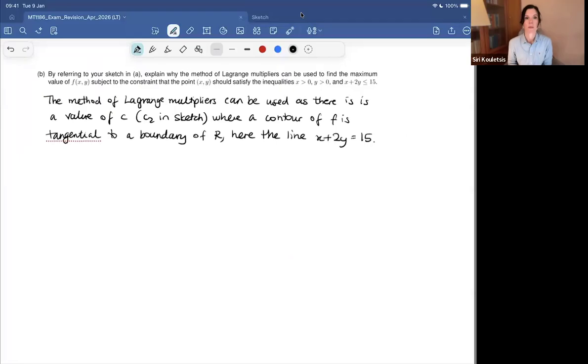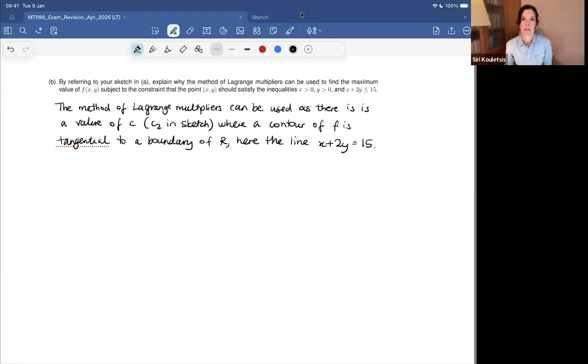Sure. This was just justifying why the method of Lagrange multipliers can be used to find the maximum value of f(x, y) subject to the constraint that the point (x, y) should satisfy the inequalities that define the region R. You're very welcome. Okay.